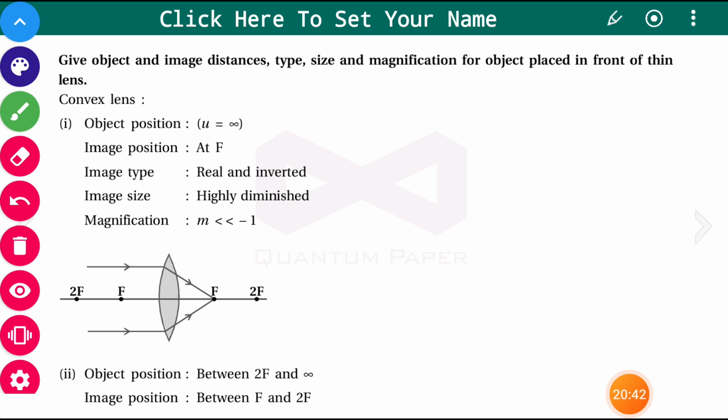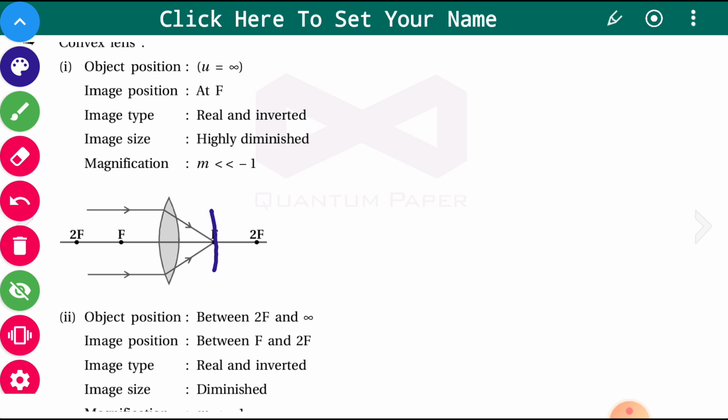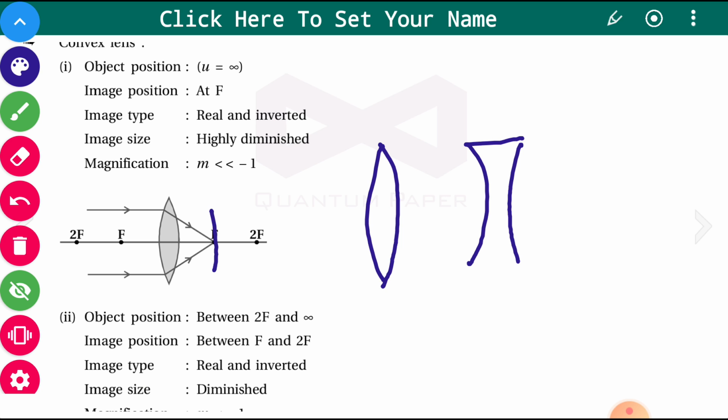Now there are types of images when the object is placed at different points. When the object is at infinity, then the image is formed at the focus of the convex lens. Here we will talk about the convex lens only because the image obtained is real, that is, obtained on the screen. This kind of lens is a convex lens and this kind is a concave lens that we have studied. Rays parallel to the principal axis coming from infinity will form the image at the focus.